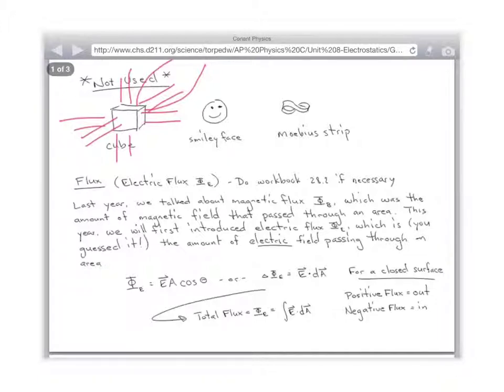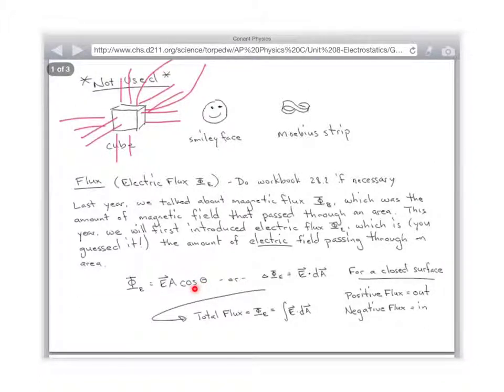Electric field through an area. And how do you get flux? Well, you have an electric field, E, right? You got E. Then you got an area to go through, A. And then what's this cosine theta thing? The angle to which.